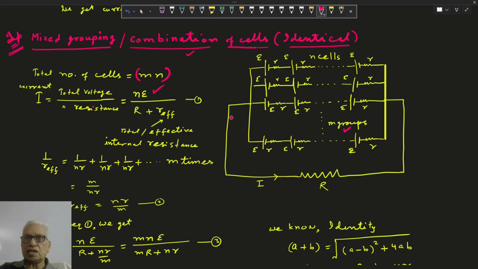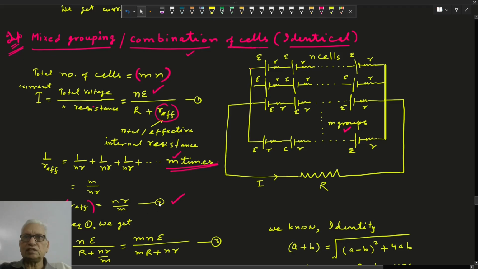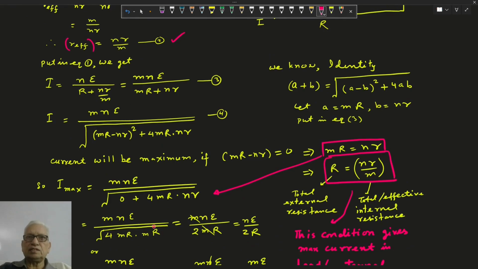Effective voltage is NE, and the resistance is the external resistance plus the effective internal resistance combination. In one series group it is NR, so 1/R effective will be 1/NR plus 1/NR plus 1/NR. How many times? This is the number of groups. So m times, m/NR. So R effective will be the reciprocal, NR/m. Now putting the value of R effective, NR by M, in equation 1, we are getting I equal to NE/(R plus NR by M). Taking LCM, M goes up. So MNE/(MR plus NR), given by equation 3.